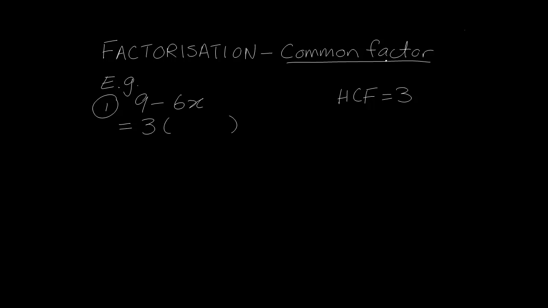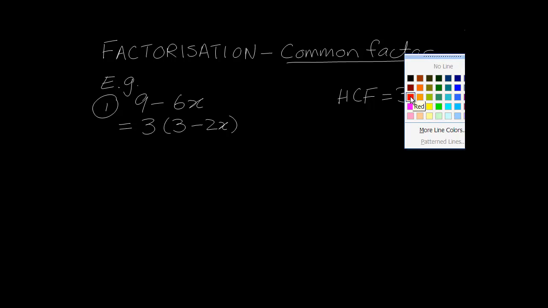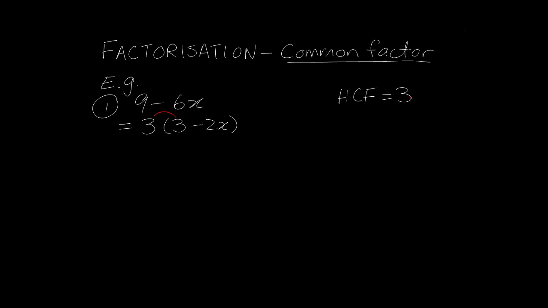And then ask yourself, 3 times what to give you the 9? Well, I need 3 times 3 to give me the 9. And then 3 times what to give you the negative 6x? So I need negative 2x there. Let's just check. If I went 3 times 3, I'm going to get 9. If I then went 3 times negative 2x, I'm going to get negative 6x, so I know that that's correct. Let's have a look at another example.